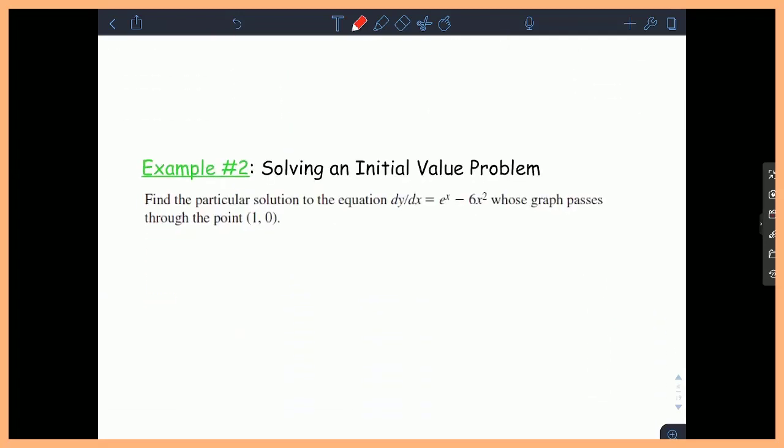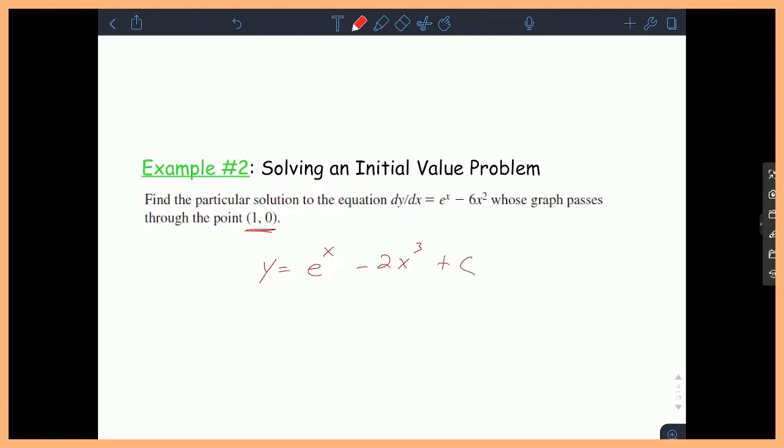Sometimes you're given a point, and you want to find the particular solution of the differential equation. This one is dy/dx equals e to the x minus 6x squared. If you go backwards and use antiderivatives, the antiderivative of e to the x is e to the x. The antiderivative of negative 6x squared would be negative 6x cubed over 3, which simplifies to negative 2x cubed. But this one gives you the point (1, 0).